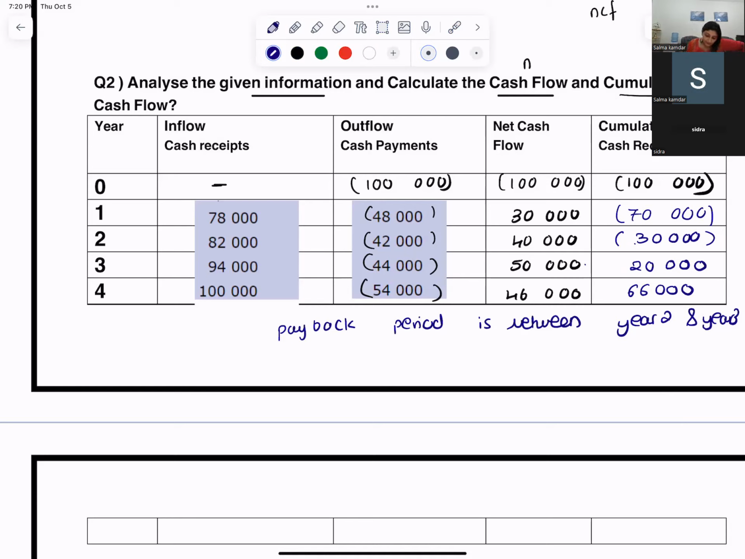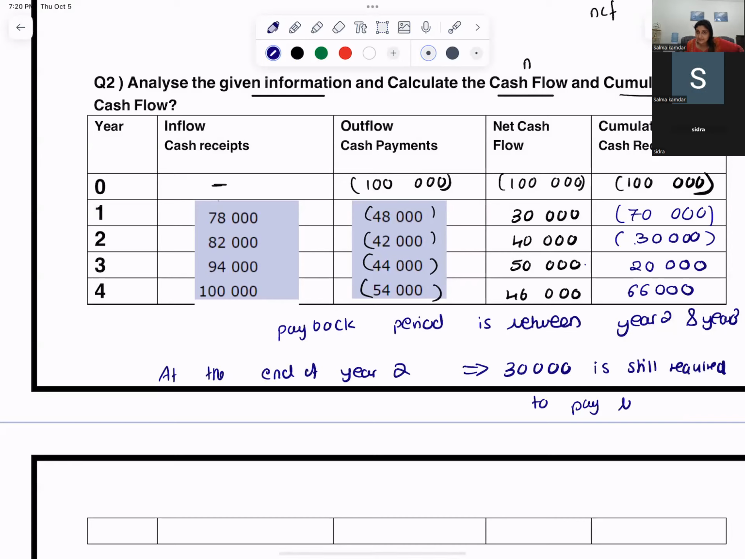See, at the end of year two, can I say that 30,000 was still required to be recovered? So at the end of year two, 30,000 is still required to pay back the investment. Still 30,000 is negative. So maybe at the end of year three is the payback period, but you have to give exact months.